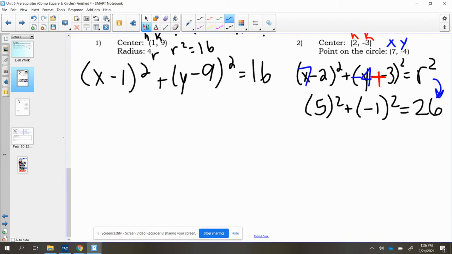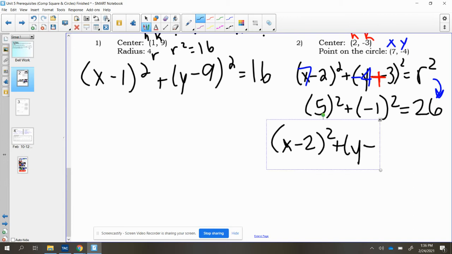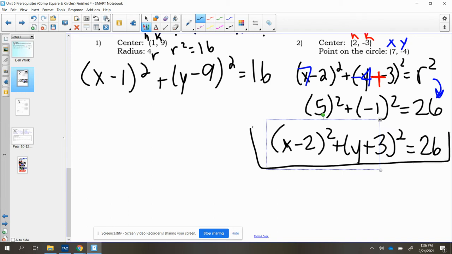And we would want to write, again, our final answer, since they're asking us for the equation of our circle, (x minus h) quantity squared plus (y minus k), in this case, (y plus 3) quantity squared equals 26. Your equation of the circle always is going to have x and y not plugged in. That is the final answer.